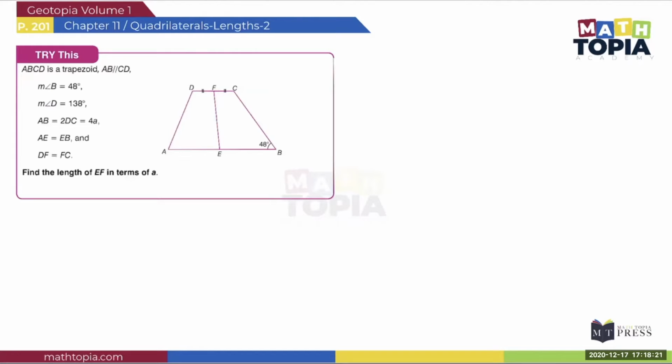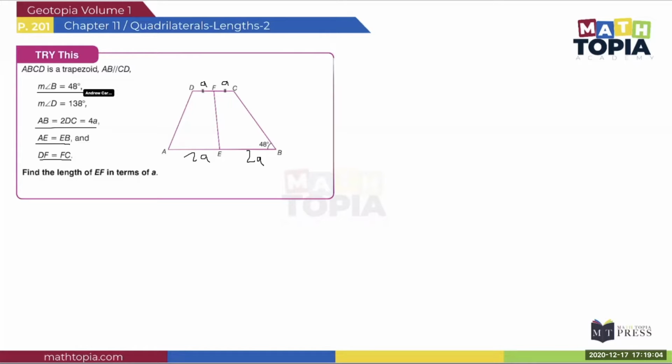Now, chapter 11, side problem, page 201. Another trapezoid. Try this problem. Okay. So we have DF is equal to FC. And from this notation over here, AB is equal to 2DC is equal to 4A. All it's really saying is that DC is split up into these two A's with DF and FC equal to each other. So we have A and A. It adds up to 2A. So DC is half of AB. So we have 2A and 2A down here because AE is equal to EB.